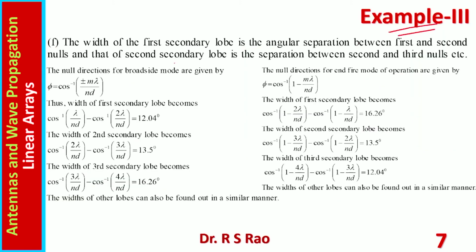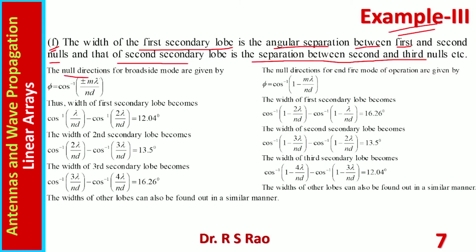Continuation of example 3. Another part, F part. The width of the first secondary lobe is angular separation between first and second nulls, and that of second secondary lobe is the separation between second and third nulls, etc.